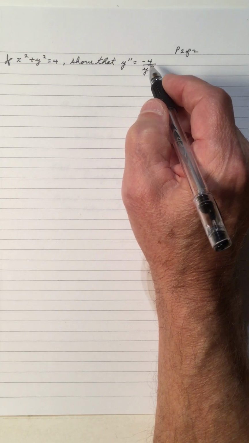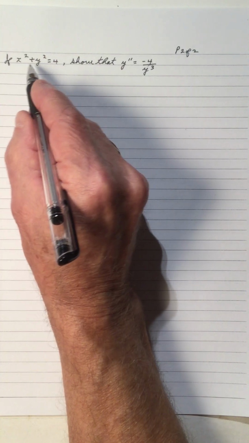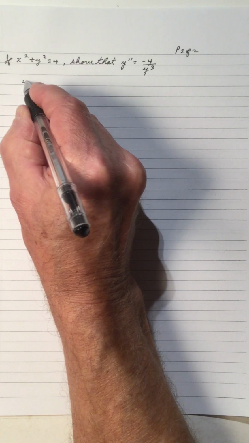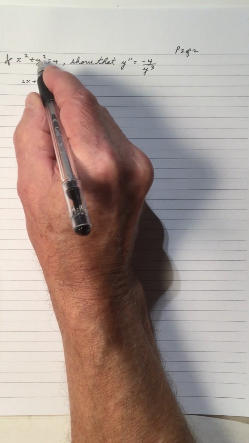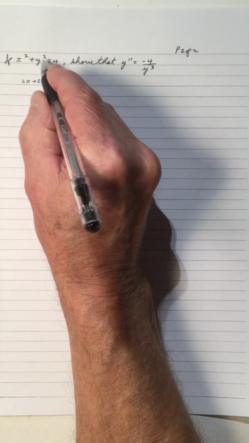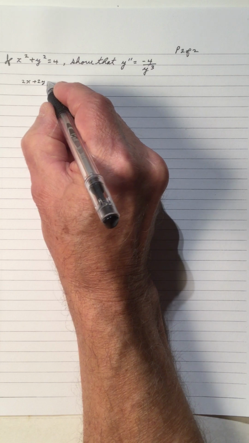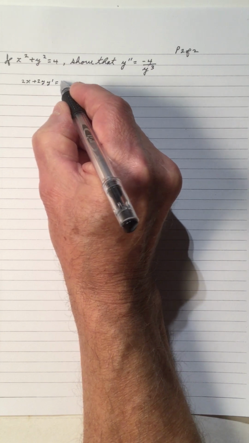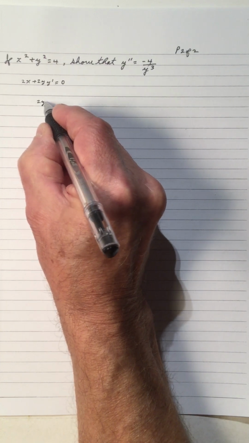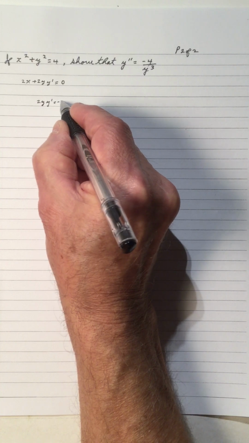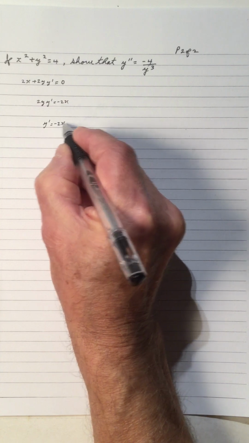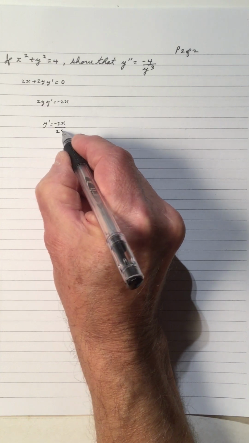So we need to do the derivative. Without writing the equation down, I'll take it from here. d/dx of x squared is 2x, and the derivative of y squared is 2y times dy/dx, but we're going to call it y prime. The derivative of the constant 4 is 0, so that becomes 2y y prime equals negative 2x. So y prime is equal to negative 2x divided by 2y.